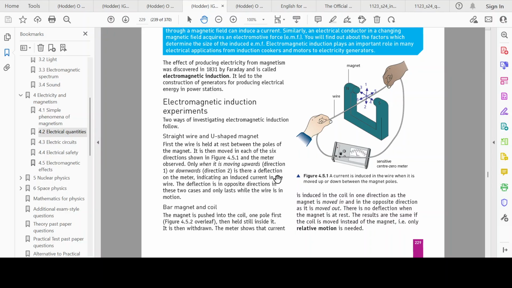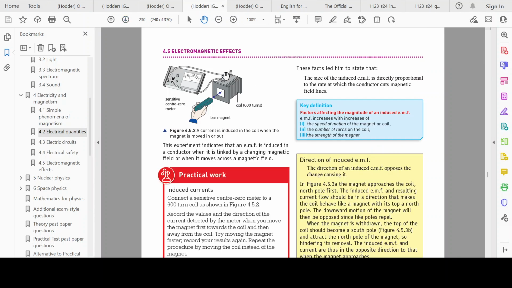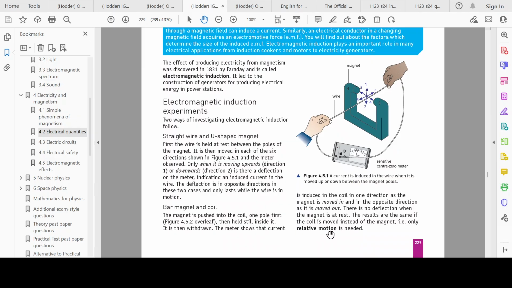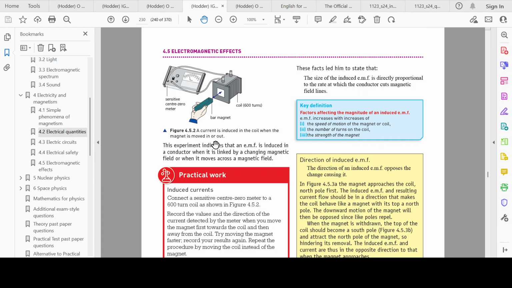As I mentioned, the results are the same if the coil is moved instead of the magnet. In the case where the magnet was stationary and the wire was moving, or where the wires in the coil are stationary and the magnet is moving, it doesn't matter which one's moving. The motion needs to be relative. One of the two needs to be moving in relation to the other. So if the magnet is stationary, the wires need to move. If the wires are stationary, the magnet needs to move. One of the two needs to move, and the magnetic field lines need to be cut for there to be a current.